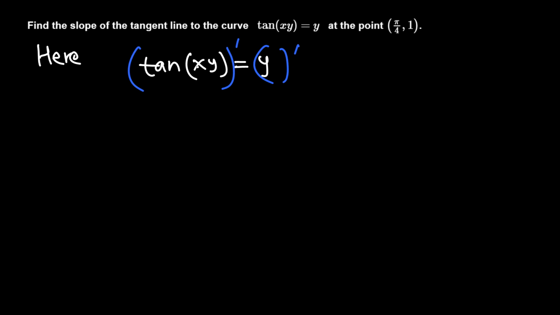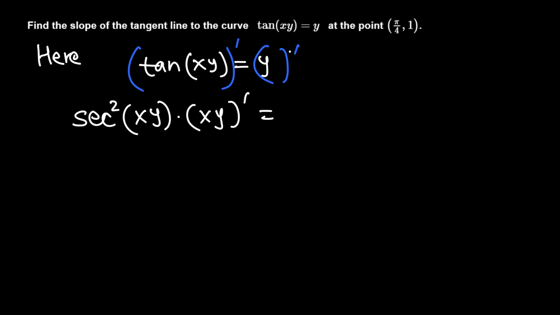So it's a tangent of something, that means we need to use the chain rule. So derivative of outside tangent, that is secant square of whatever we have, that's xy, times derivative of inside function from the chain rule. So secant square xy times derivative of this inner function equals y prime, that's dy over dx, or just y prime. Okay, y prime is derivative of y with respect to x.